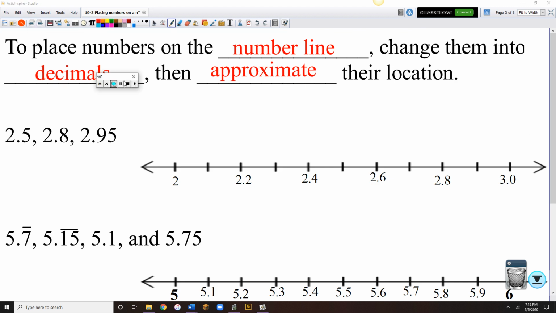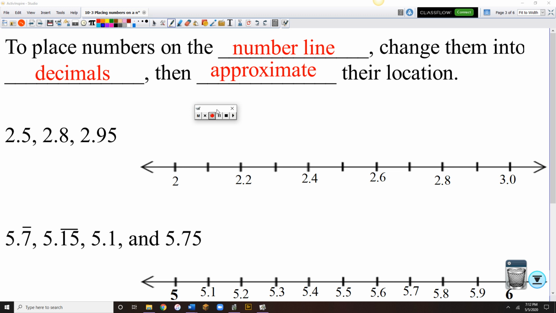Okay, so to place numbers on the number line, we have to change them into decimals and then approximate their location. In this first set of examples, everything's already a decimal, so we're going to talk about that. And approximate means that we're not computers. We're going to put this on the number line to the best of our ability, but we're not computers.